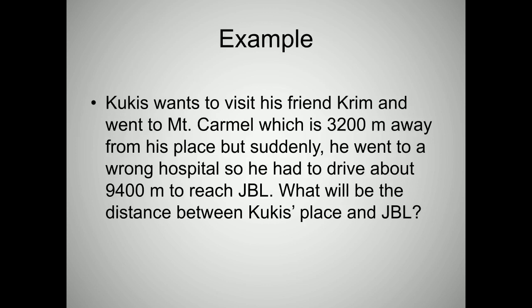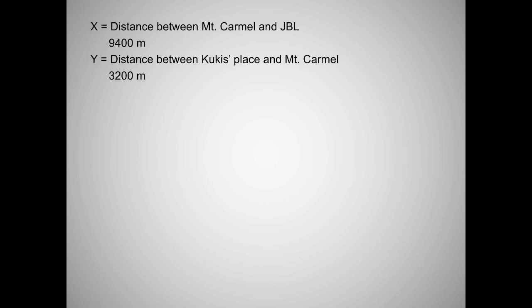For example, Cookies wants to visit his friend Cream and went to Mount Carmel, which is 3,200 meters away from his place. But suddenly, he went to a wrong hospital, so he had to drive about 9,400 meters to reach JBL. What will be the distance between Cookie's place and JBL? X will be the distance between Mount Carmel and JBL, which is 9,400 meters, and Y will be the distance between Cookie's place and Mount Carmel, which is 3,200 meters.